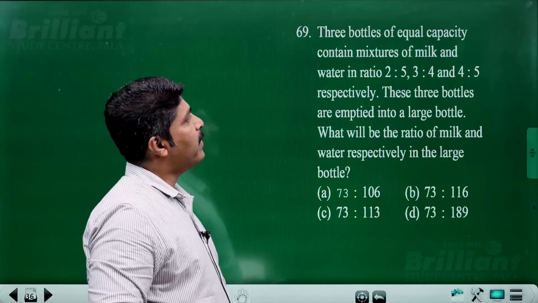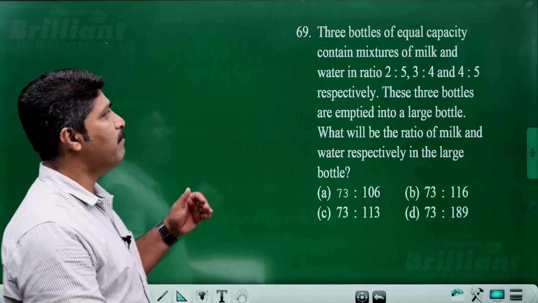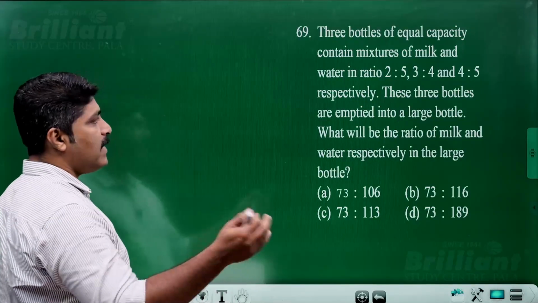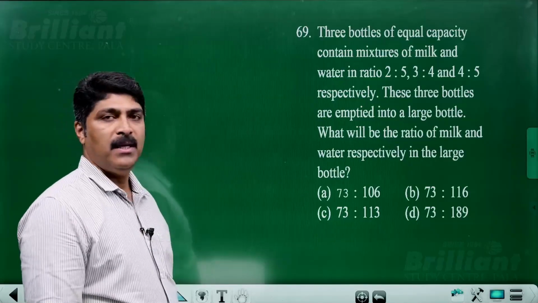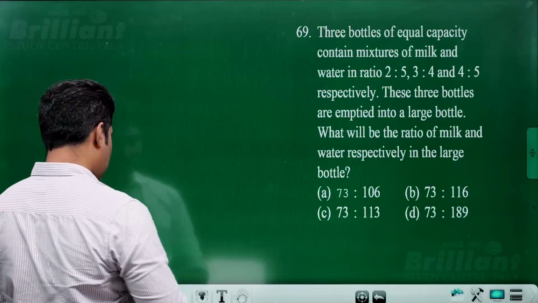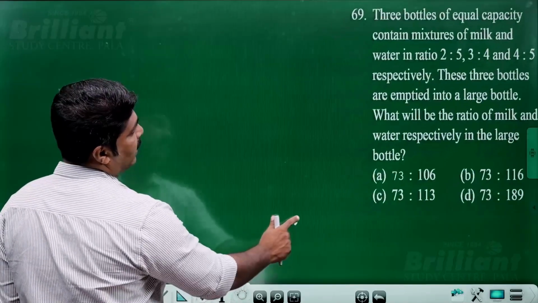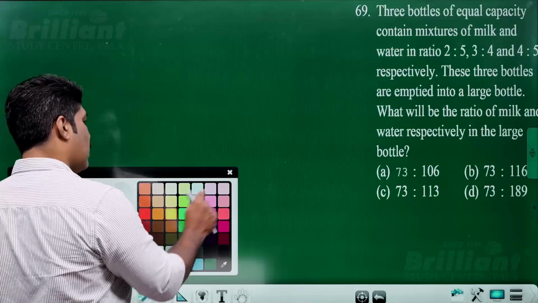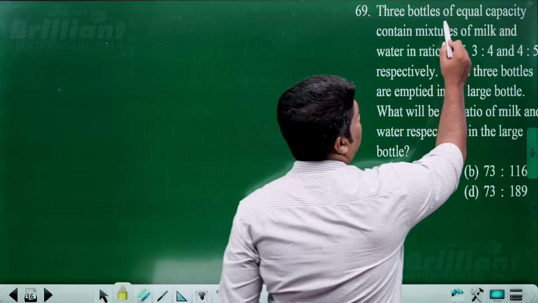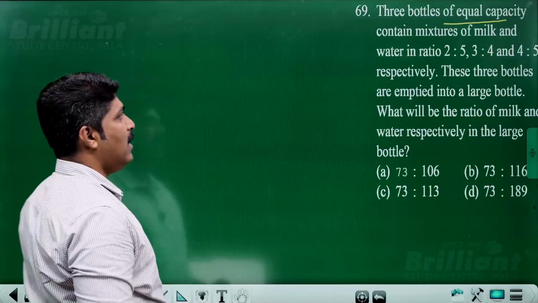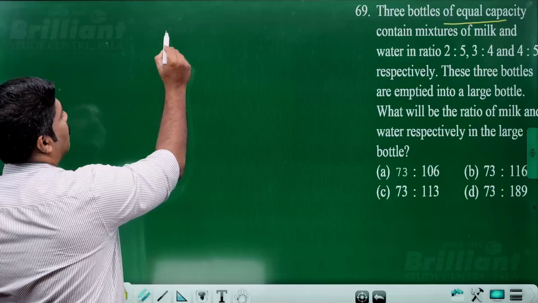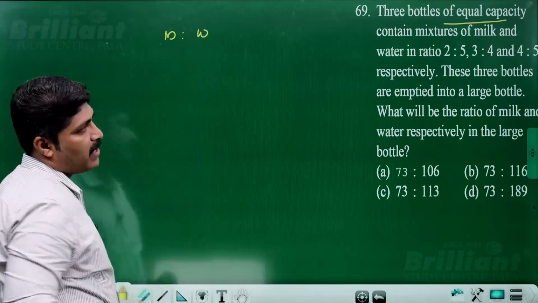3 bottles of equal capacity contain mixtures of milk and water in the ratio 2:5, 3:4 and 4:5 respectively. These 3 bottles are emptied into a large bottle. What will be the ratio of milk and water respectively in this large bottle? In this kind of question, we have to make the total quantities equal. It is given that the 3 bottles are of equal capacity. So we just write the milk and water ratio in each bottle.